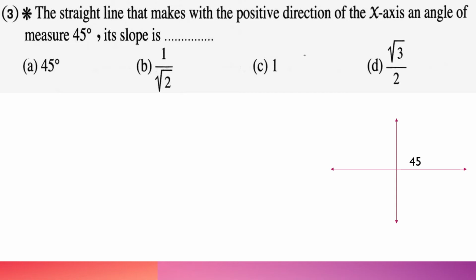Question 3, the straight line that makes with the positive direction of the x-axis an angle of measure 45, its slope is what? We took before that the slope is tan of the angle. Let's see this. Let's draw this line with an angle 45. Okay. Let's complete the triangle. Surely we memorized the sides of this triangle, the ratios 1, 1, root 2. To get the slope we say tan 45, which is 1 over 1, which is 1.